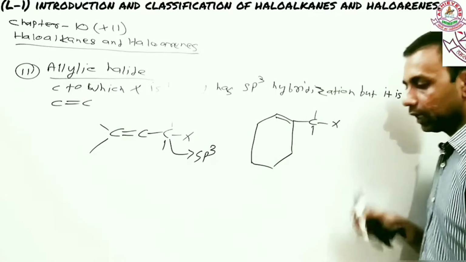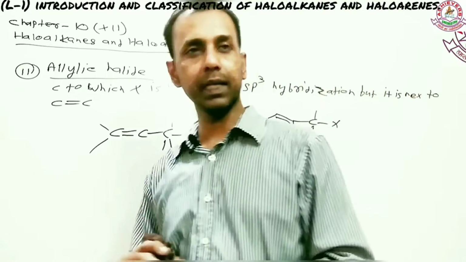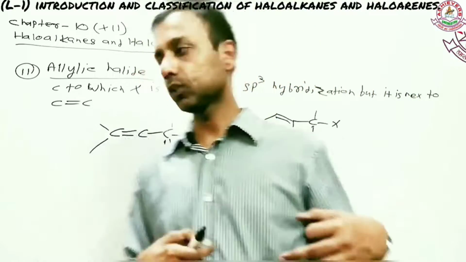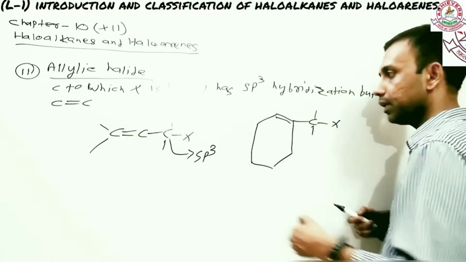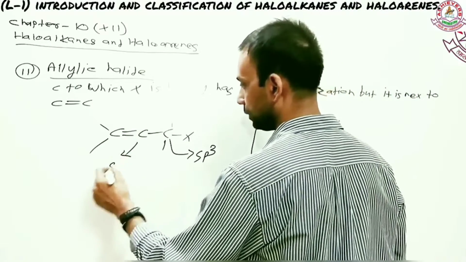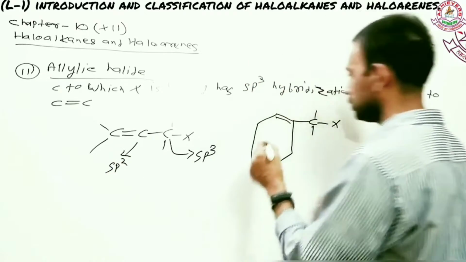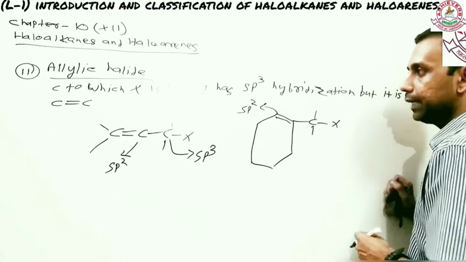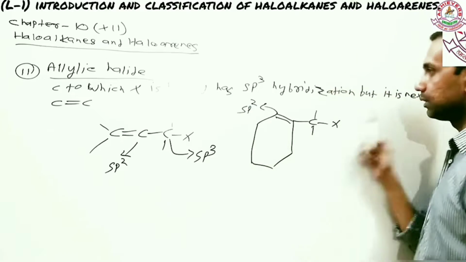Let me repeat. The carbon to which the halogen is bonded should have sp3 hybridization, but the carbon to which that carbon is bonded should have a carbon-carbon double bond. What that means is this carbon has a hybridization of sp2, but this is not the only thing you need to consider. So this is called allylic halide. You need to remember the definition here.